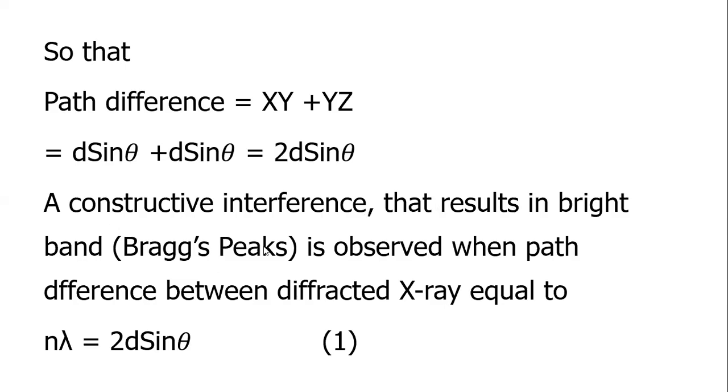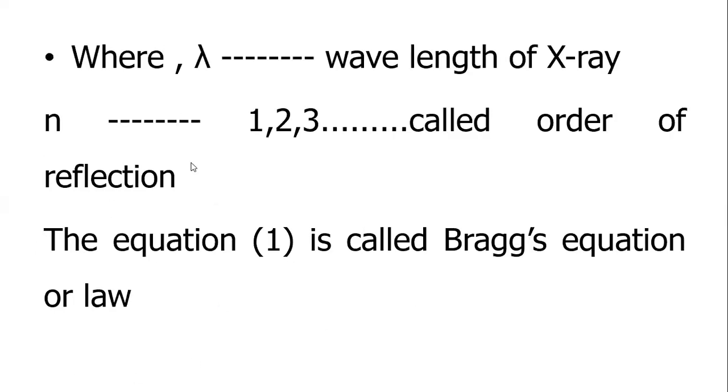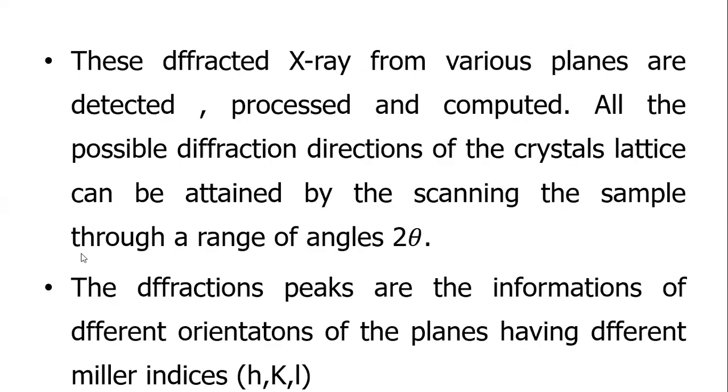results in the bright band. Bragg's peak is observed when the path difference between the diffracted X-rays equals n lambda equals 2d sine theta, equation 1, where lambda is the wavelength of the X-ray and n, 1 to 3, is called the order of the reflection. Equation 1 is called Bragg's equation or law.